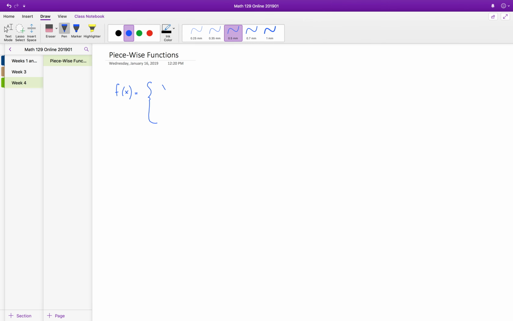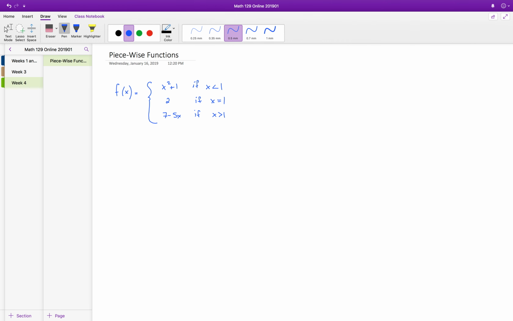All right, so we're going to look at x squared plus 1 if x is less than 1, 2 if x is equal to 1, and 7 minus 5x if x is greater than 1. And we're going to graph this. So we have three different functions, and we're going to look at pieces of each of these functions. And so we should already know what the graphs of each of these things look like.